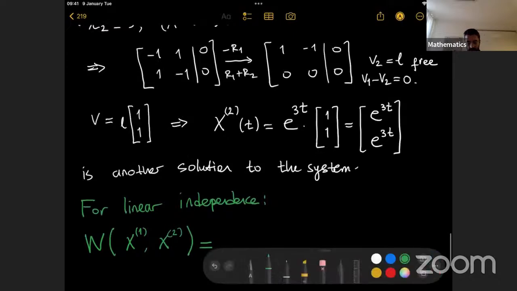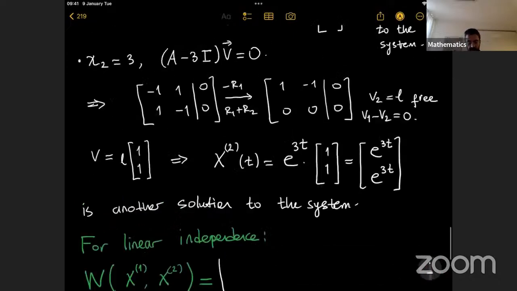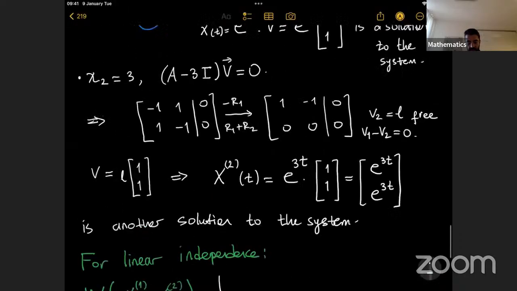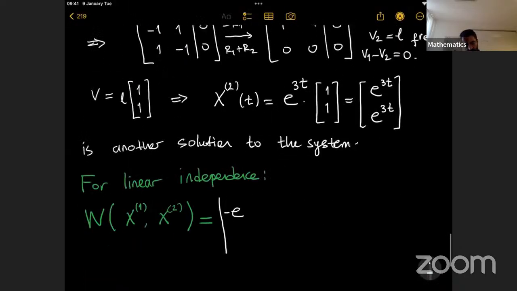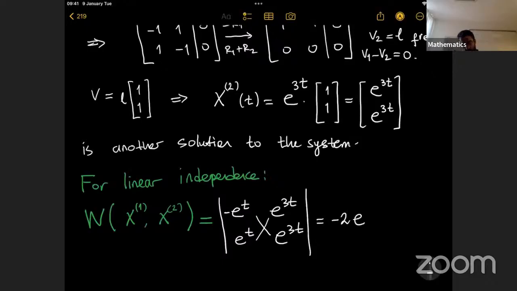Well, it's the determinant of x1, which is minus e to the t, e to the t, and x2, which is e to the 3t, e to the 3t. And this determinant, you multiply and subtract, gives minus 2 times e to the 4t, and this is never zero, right? Because the exponential doesn't vanish, so it is not equal to 0.